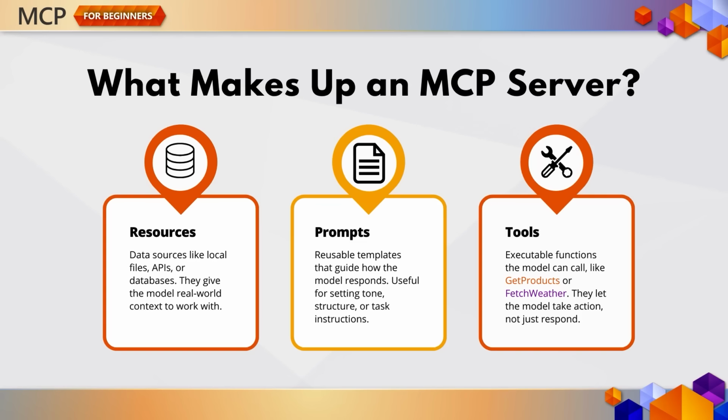So let's talk about what you're actually building. At the heart of every MCP implementation is the server, and the server is equipped with 3 core features: resources, prompts, and tools. Resources provide context, like documents, structured data, or files. Prompts shape the interaction, guiding the model through templates or workflows. And tools let the model take action, calling functions, hitting APIs, or performing calculations. Think of it like this. Resources are what the model knows, prompts are how it's asked, and tools are what it can do.